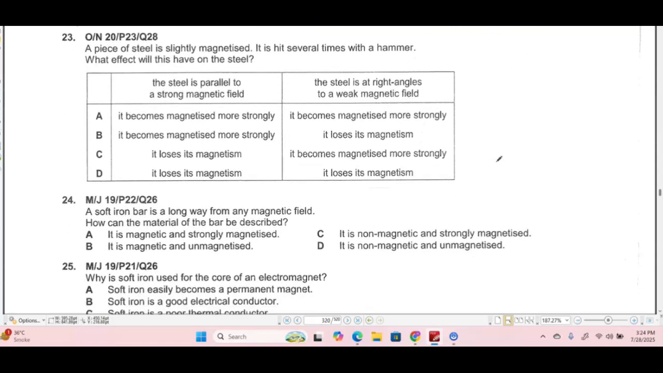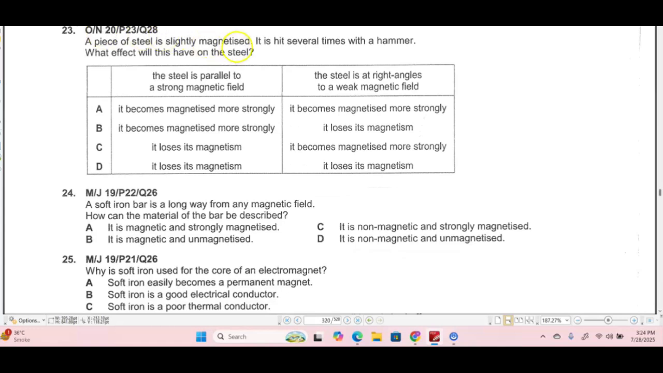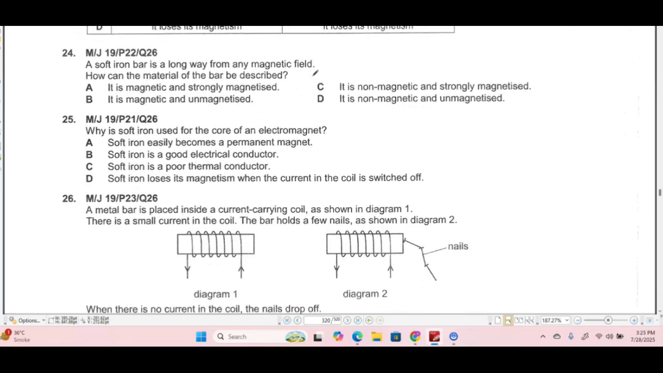Question number 23. A piece of steel is slightly magnetized. It is hit several times by the hammer. B is a correct option over here. I've explained the phenomena 2 times before as well.